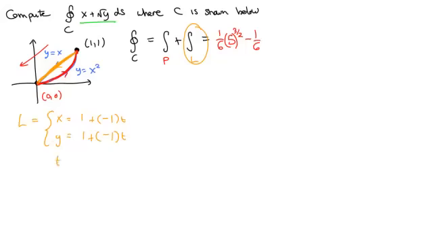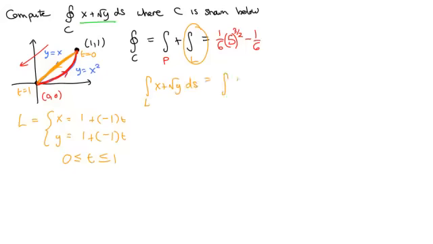Notice that if t is equal to 0, then we'll hit the starting point 1, 1. If t is equal to 1, then we'll hit the ending point. And so this means that we should keep our t values between 0 and 1 to trace out this line segment. That gives us all of the information we need to compute the line integral of x plus the square root of y ds over the straight line.